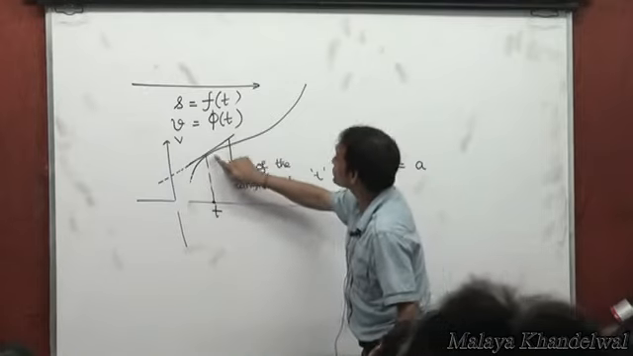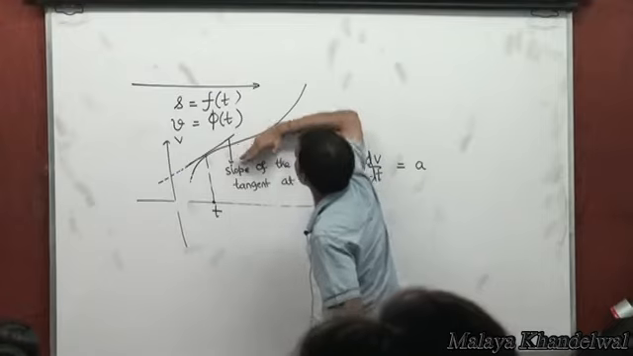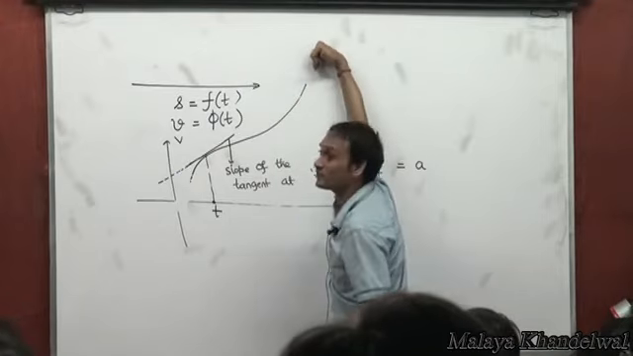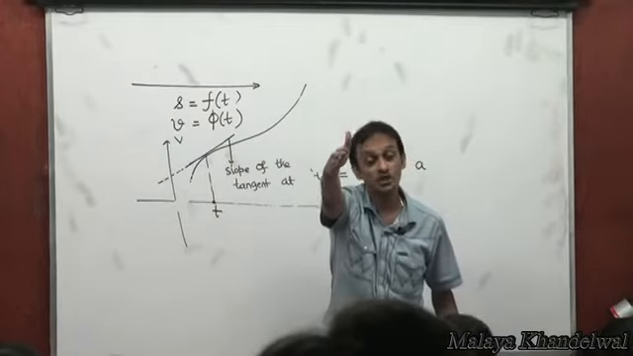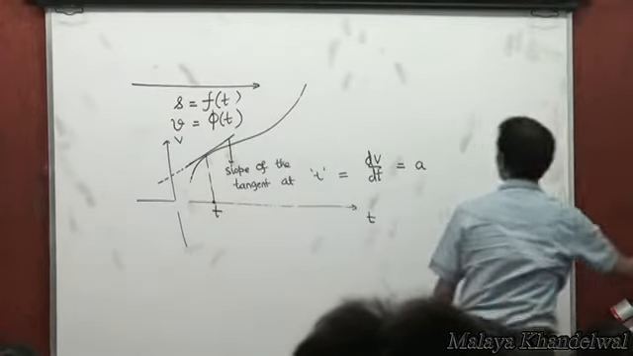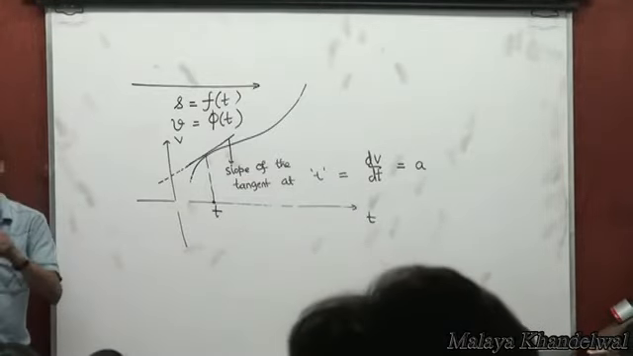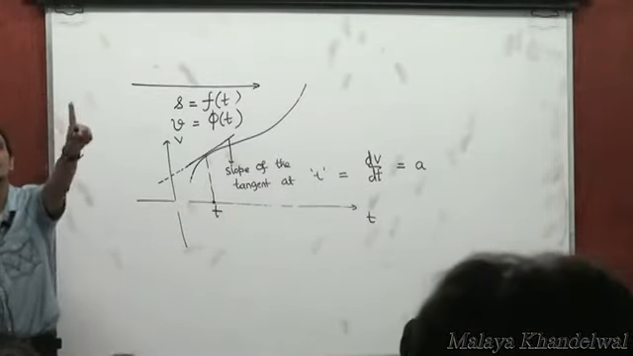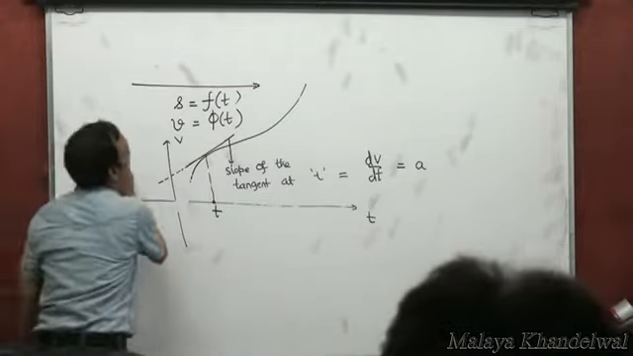Very clearly, this motion is characterized by a variable acceleration. Why? Because at different instants, the slope of the tangent is different and therefore a variable acceleration. Yes or no? Yes, right. So the slope of the V-t graph for a particle moving in a straight line at any point will give me the acceleration at that point. Clear?